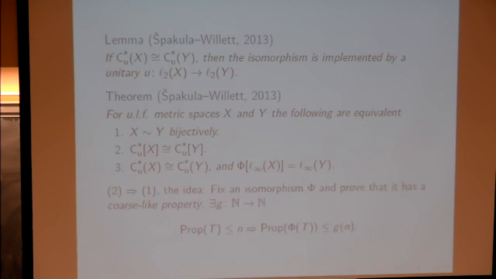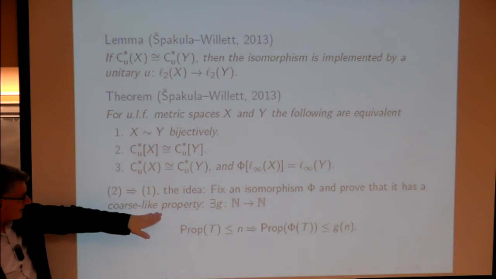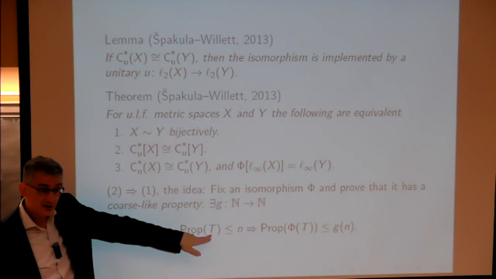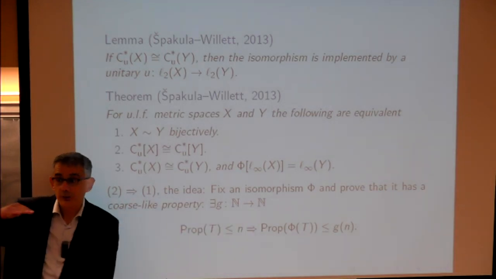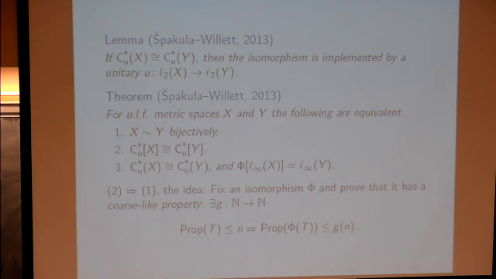And in the proof of 2 implies 1, the main idea is that if you have an isomorphism, then you can prove that it has a coarse-like property, namely that if you look at all operators of propagation at most n, the propagation of their image is uniformly bounded. And the trick is, because this is algebraic, you can do whatever you want. You can basically scale things and change them and just easily get a contradiction if you assume that this fails.